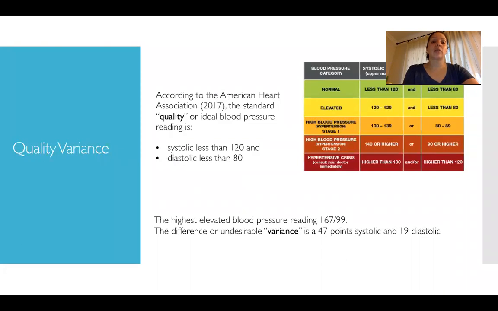My quality variance: according to the American Heart Association 2017, the standard quality or ideal blood pressure reading is systolic less than 120 and diastolic less than 80. The highest elevated blood pressure reading in our clinic that we had for my trial was 167 over 99. The difference, or undesirable variance, is a 47-point systolic and 19-point diastolic.